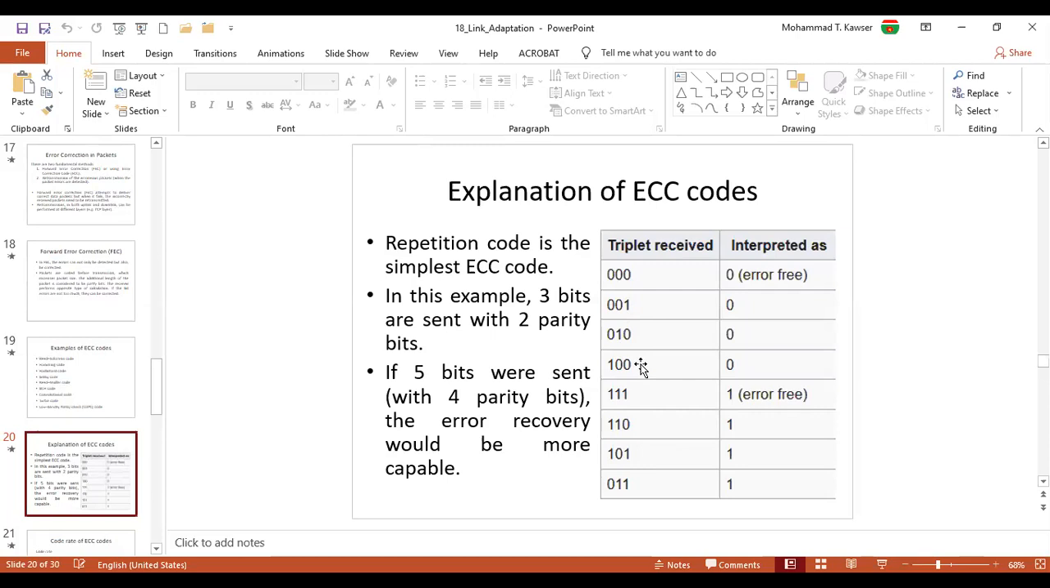Now, you see that if you send 5 bits instead of 1, in this example you have 3. If you send 5 bits, then you could allow 2 bits in error for eventual correct reception. Even if 2 bits go in error on the way, you can still have correct reception. But that requires that you send 5 bits, which would be even more luxurious. Instead of 1 bit, you're sending 3. So that increases the bits.